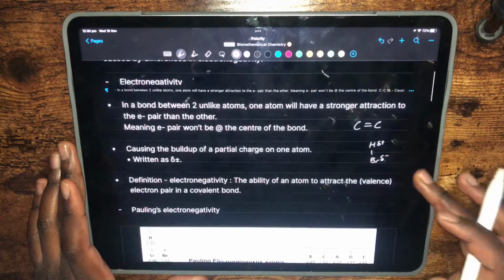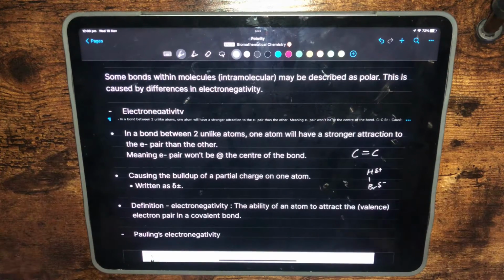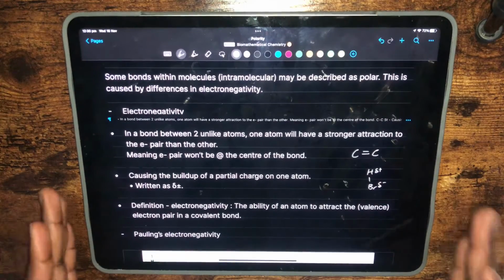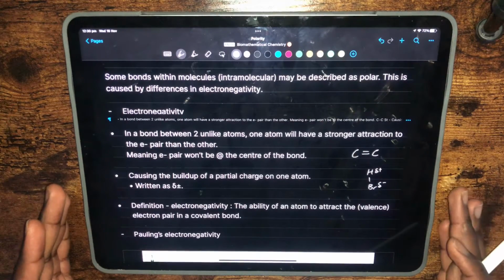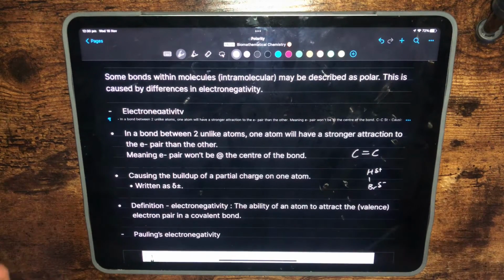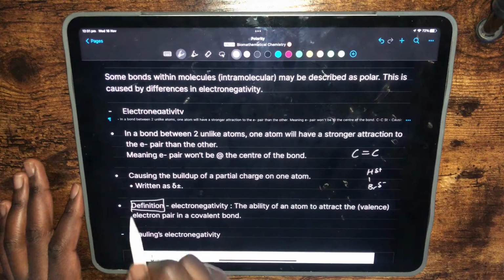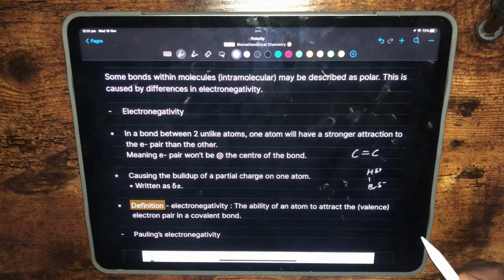Now let's go on to the next part, which is the definition. I don't really encourage writing anything down for my videos because there's probably better videos out there. However, if there's anything you'd ever want to write down, this is it, and that's the definition of electronegativity. They can ask you this in the exam. What is electronegativity? It's the ability of an atom to attract the electron pair within a covalent bond.